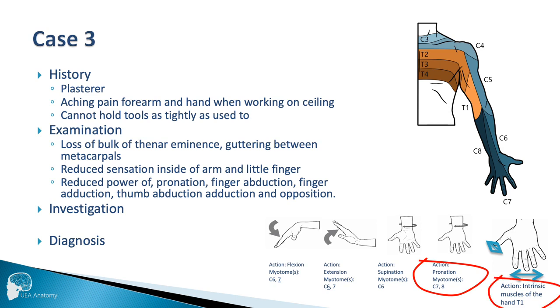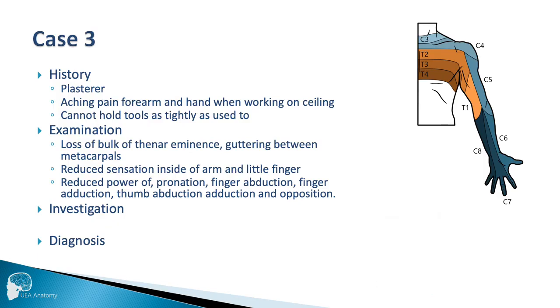On examining Branson, he had loss of bulk of the thenar and hypothenar eminences and guttering between the metacarpals. He had reduced sensation in the inside of the arm, forearm and little finger. His power of pronation, finger abduction, finger adduction and thumb opposition was all reduced.